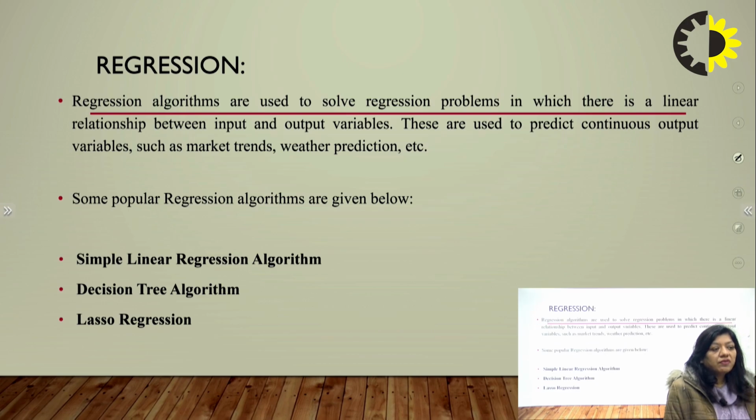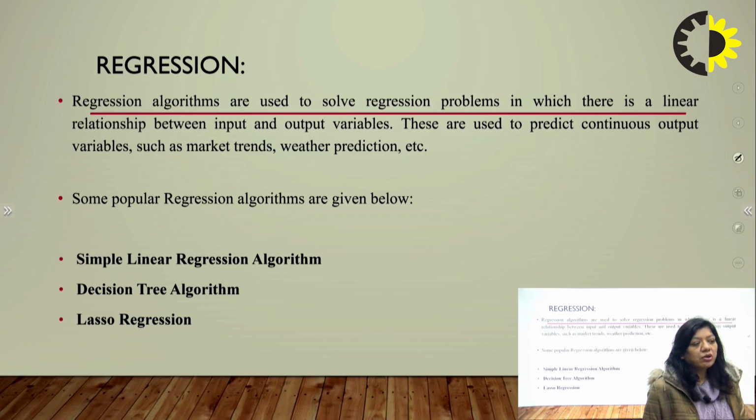Now the second one is, what is regression? Regression algorithms are used to solve regression problems in which there is a linear relationship between input and output variables. So these are used to predict continuous output variables such as market trend, weather prediction, etc. Generally, the most popular regression algorithms are simple linear regression, decision tree, or lasso regression.